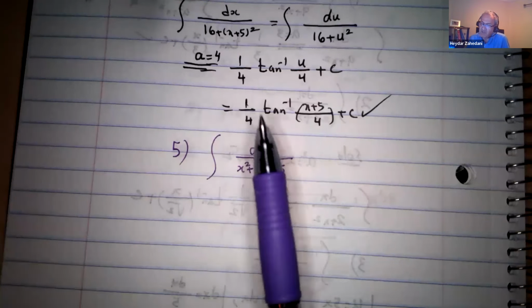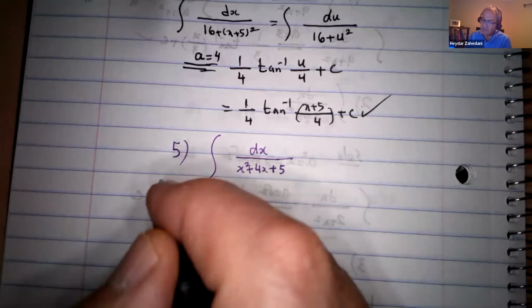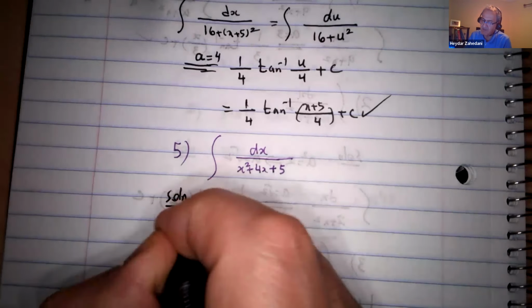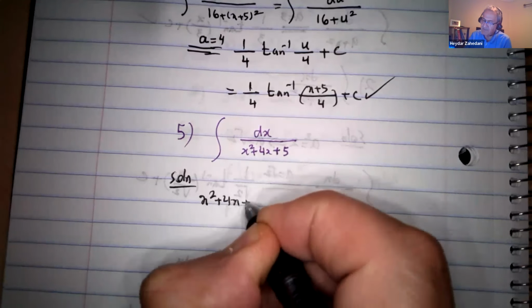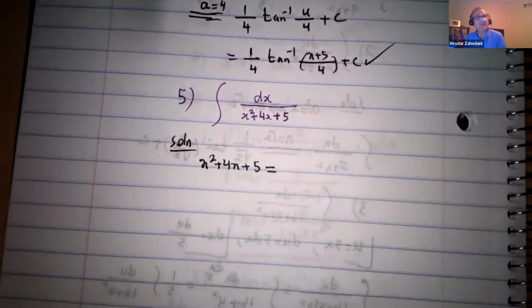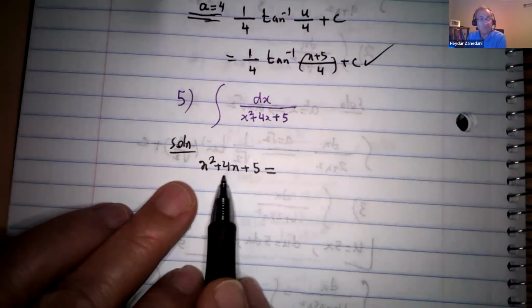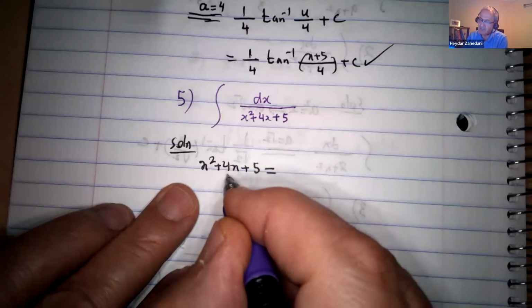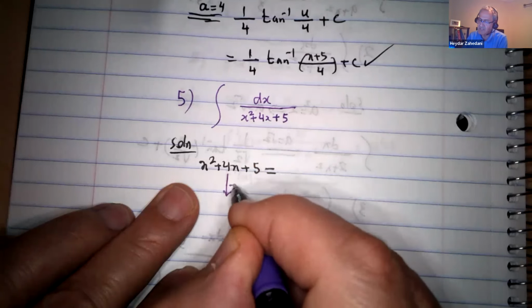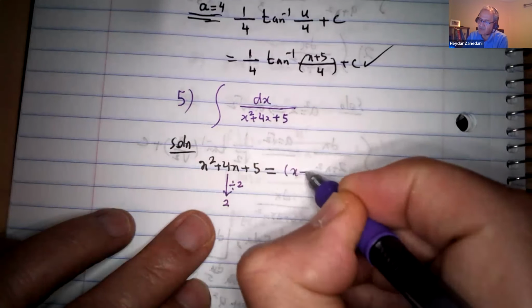But in order to get the tangent inverse, you know that this must be of the form a squared plus u squared. So a little bit of algebra, something we call the completing the square method. This is where we are going to use this one. You see, this is x squared plus 4x plus 5. So we are going to write it as a squared plus u squared. The way we do it, we make a perfect square from here. So we divide this coefficient by 2, so that gives you 2. So we write this as x plus 2 all squared.